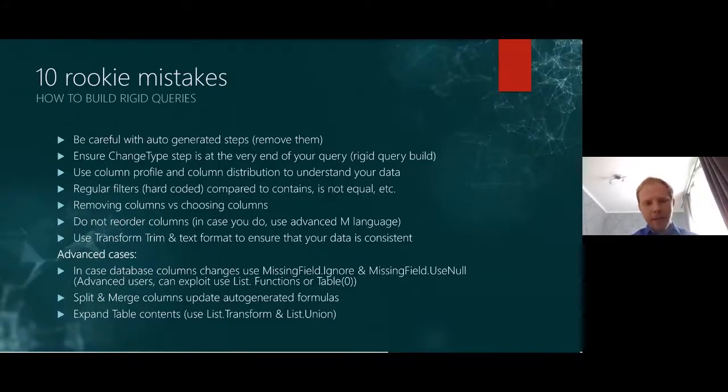Then another mistake people make is that they don't use column profile or column distribution to understand the data. This is a relatively new feature. I think it was introduced at the end of last year, where you can click on the view for the queries, and you can see how much data in your column is valid, errors, or empty, and how distributed each value is. And actually, that can help you to understand your data.